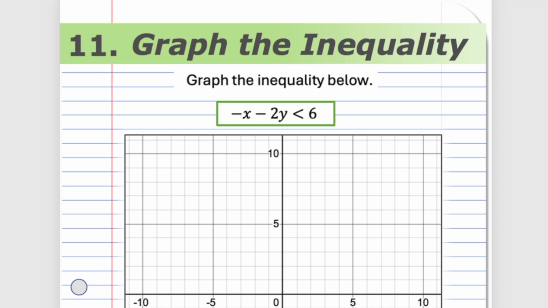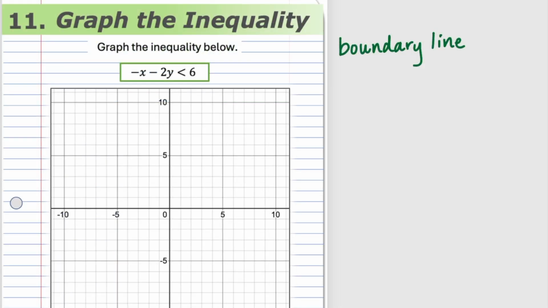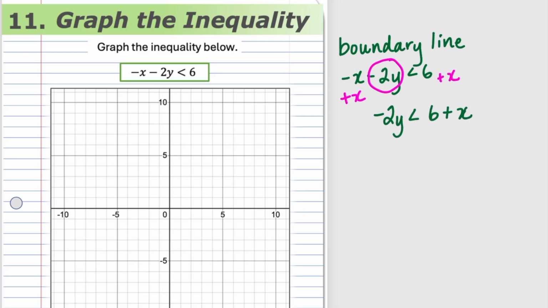Graph the inequality below. -x - 2y is less than 6. We'll figure out the boundary line, solving for y. Circle the -2y. Add x to both sides. -2y is less than 6 plus x. -2y is less than x plus 6.